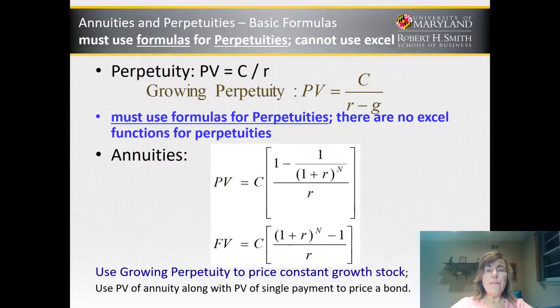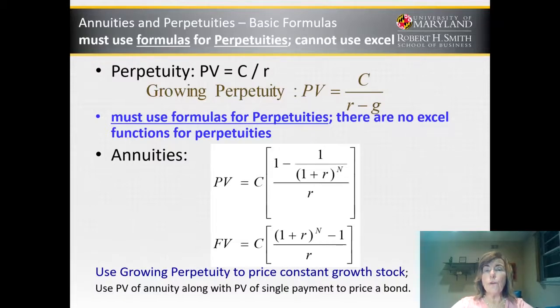Now, with a perpetuity, you must use formulas. There is no Excel to get the value of a perpetuity. So the perpetuity, the present value of the cash flows, they're the same forever. Cash flow C divided by the required return. If you have a growing perpetuity, the present value is the cash flow that you're going to get a year from today divided by the required return minus the growth rate.